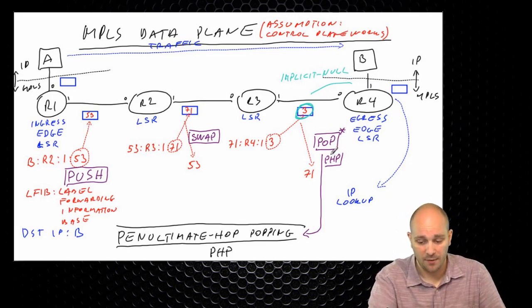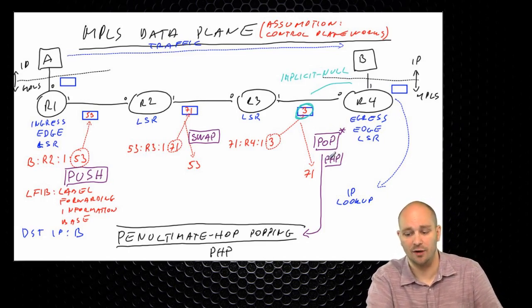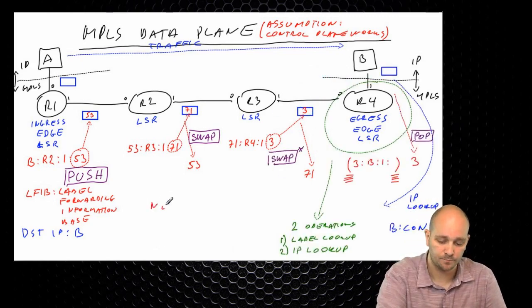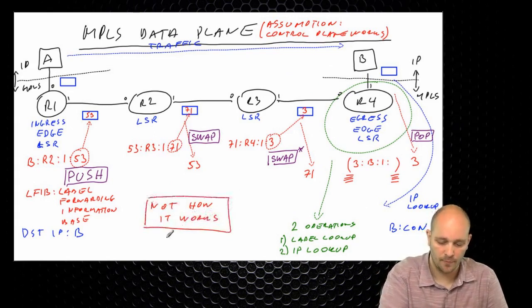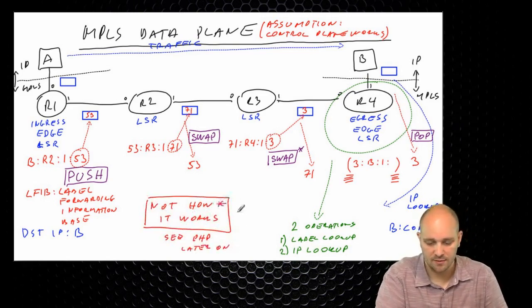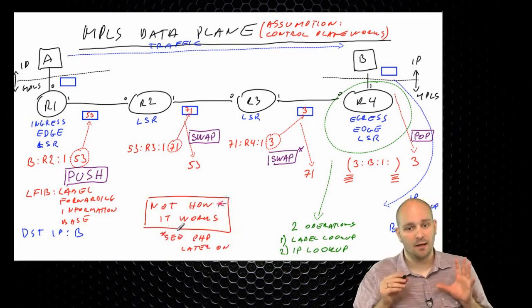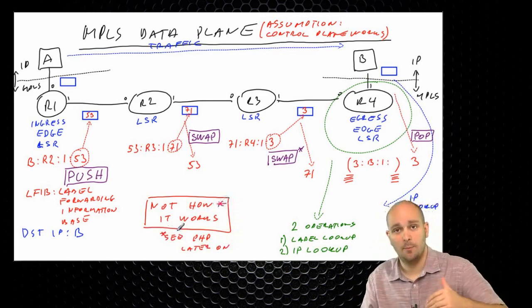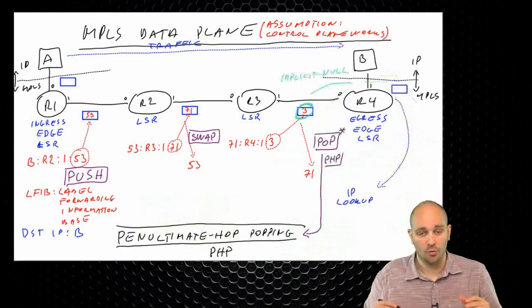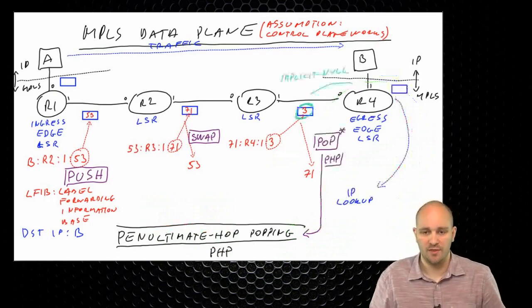This functionality, PHP, is automatically enabled in Cisco routers, and this is not exactly how it works, so let me put that warning. So this is not how it works, and we'll see PHP later on. This is basically a warning that this is not exactly how it works, but in order to understand why it works the way it does, we needed to go through that exercise to see what the problem with that approach is.